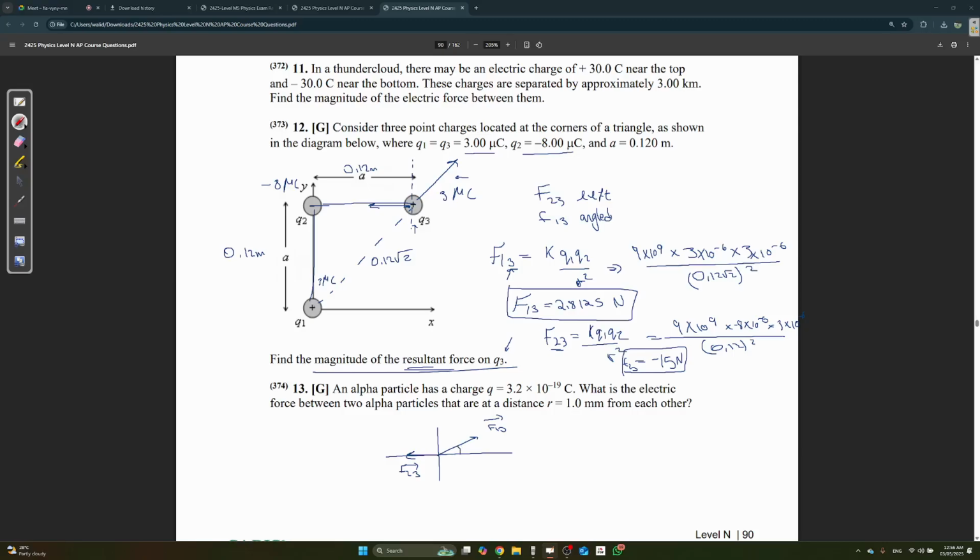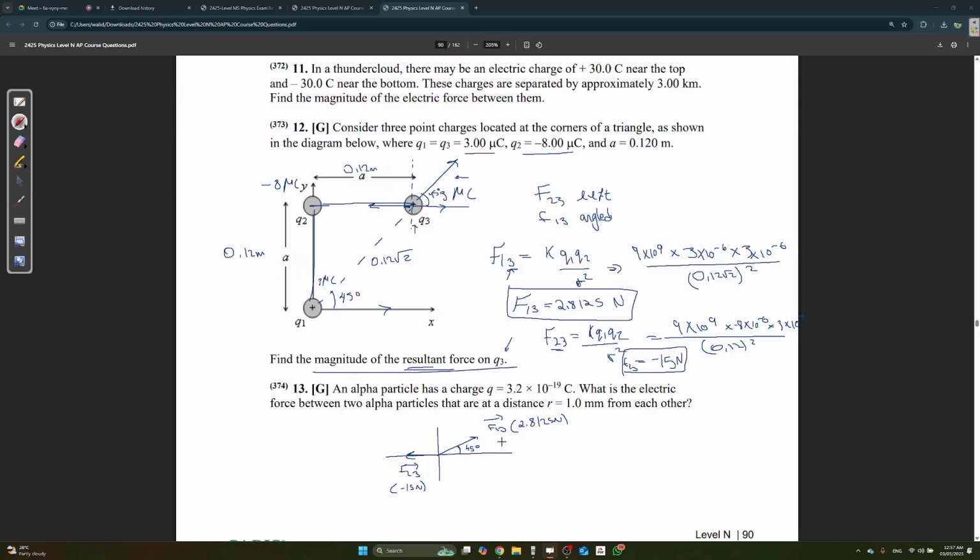Can't you find the resultant knowing that this angle is 45 degrees? How do you know this angle is 45 degrees? If this is 45 degrees, then obviously this is also 45 degrees because these two lines are parallel, right? So 45 degrees, 45 degrees. Okay, so you know this angle is 45. You know that F13 is 2.8125 newtons, and you know this F23 is negative 15 newtons. Obviously, we can easily find the resultant.